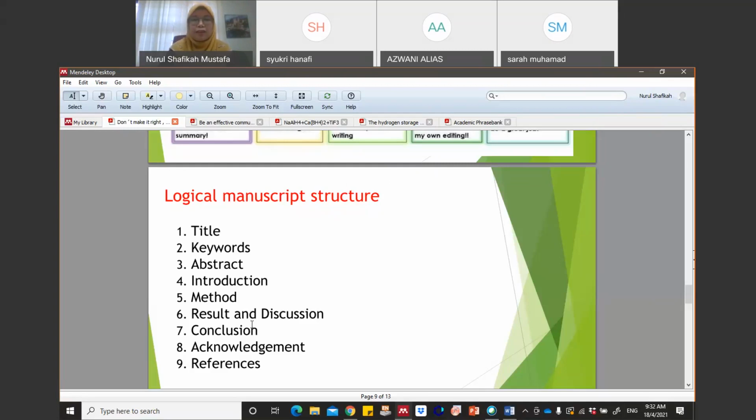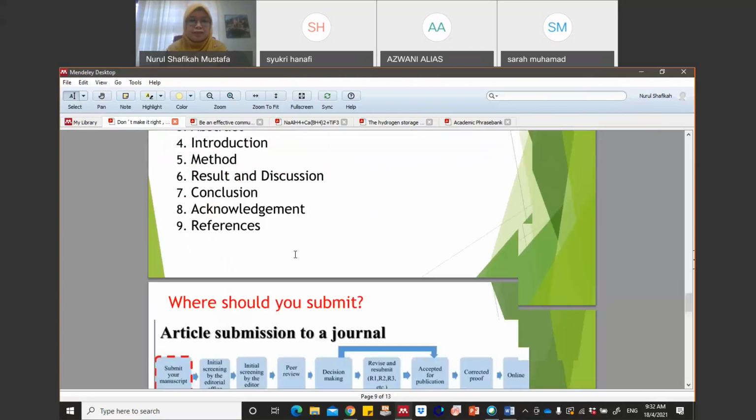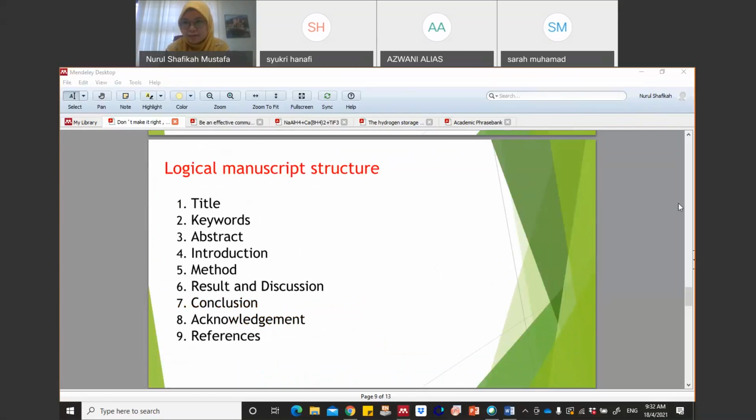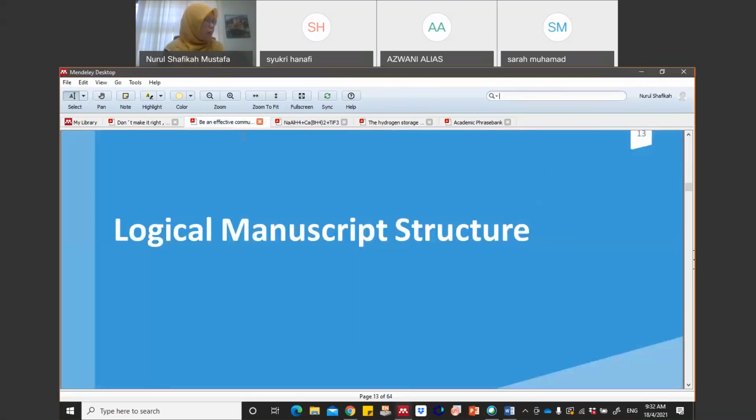Okay. Okay, so kita nak writing dah sekarang. Sebelum kita submit, kita menulis. Okay, so here, logical manuscript structure yang tadi tu.